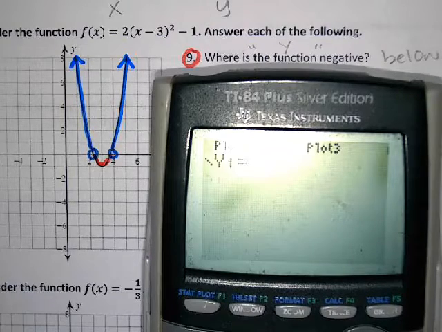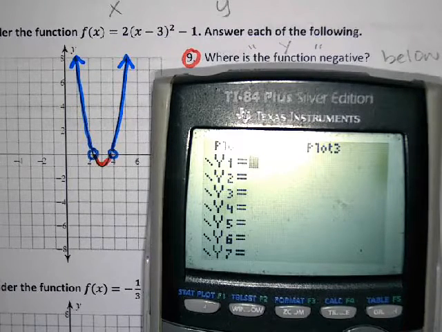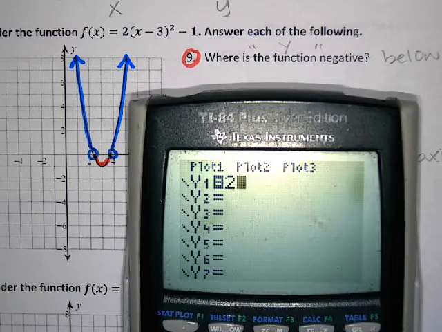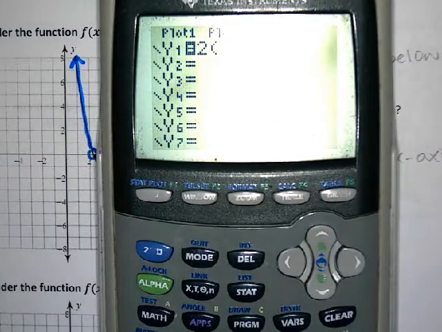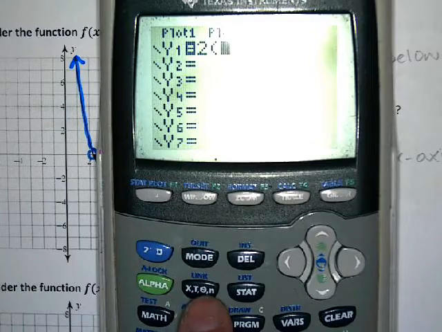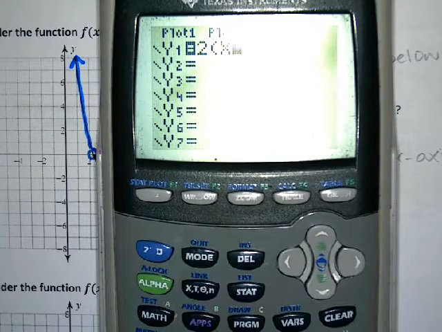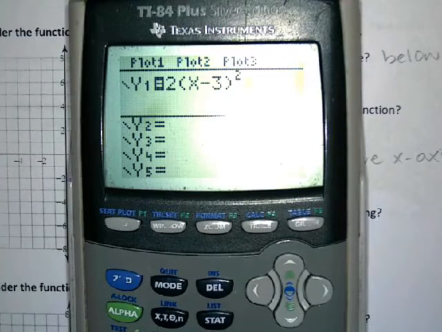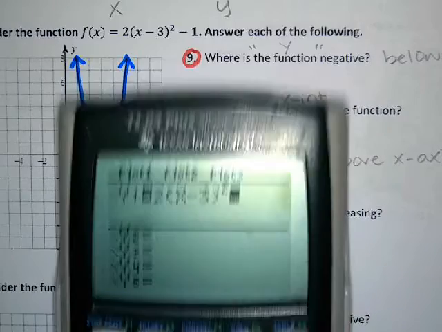So I'm going to hit the y equals button, and I'm going to type the 2 first, and then my parentheses, x minus 3 squared. And do we remember where the X button is? Right under the mode button, right here. X minus 3 squared. And then on the end, we got minus 1.